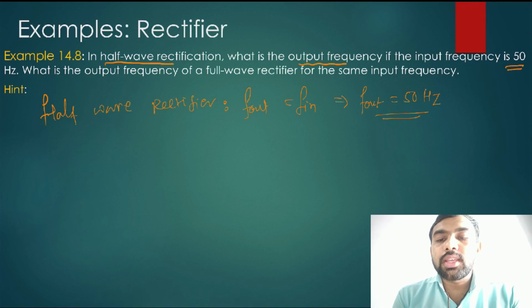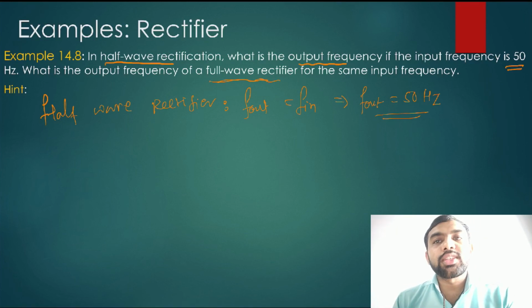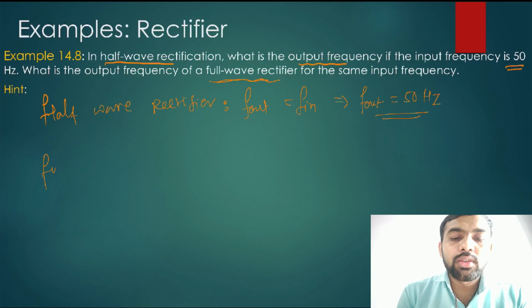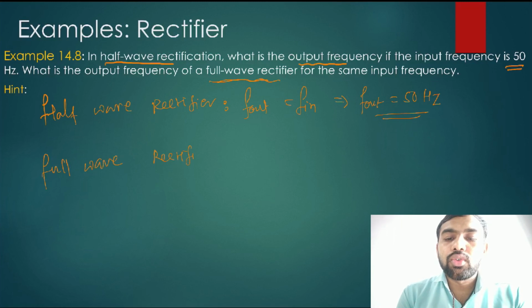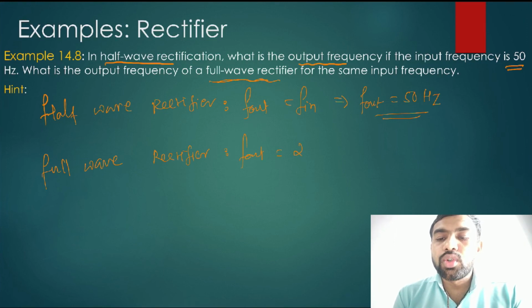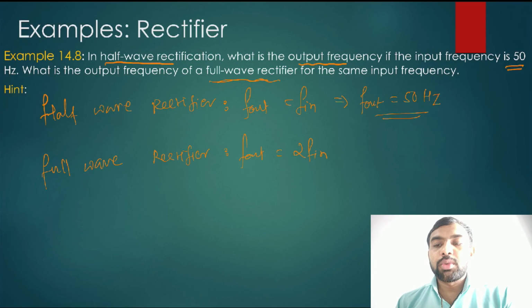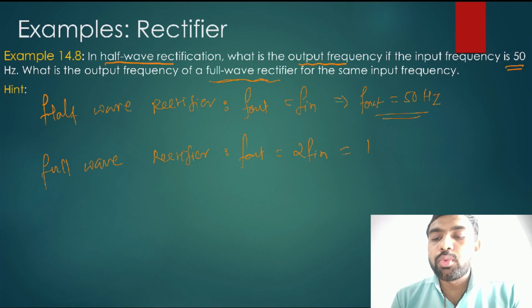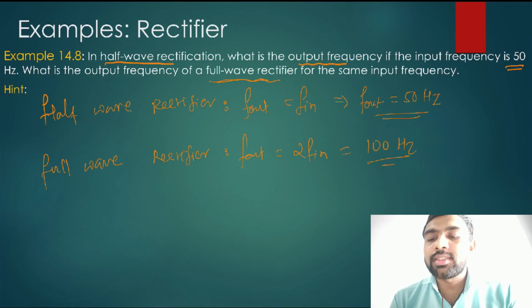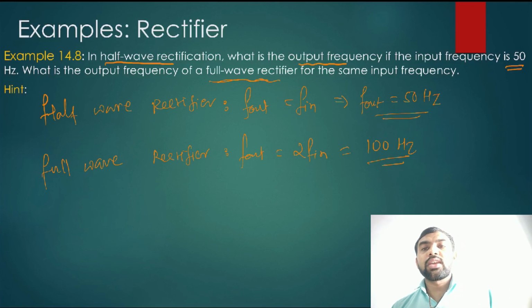What is the output frequency if the full wave rectifier is used for the same frequency? So for a full wave rectifier, output frequency is 2 times the input frequency. तो मतलब कि इनपुट अगर 50 है तो आउटपुट 100 हो जाएगी, तो अपना आंसर 100 होगा. सिंपल क्वेश्चन है, जैसे हमने थ्योरी सेशन में डिस्कस किया ऐसे ही आपको इसमें करना है.